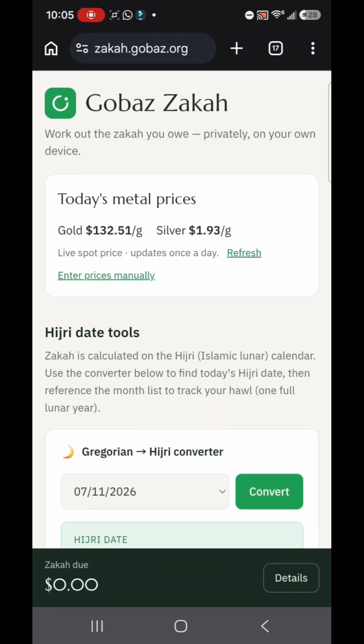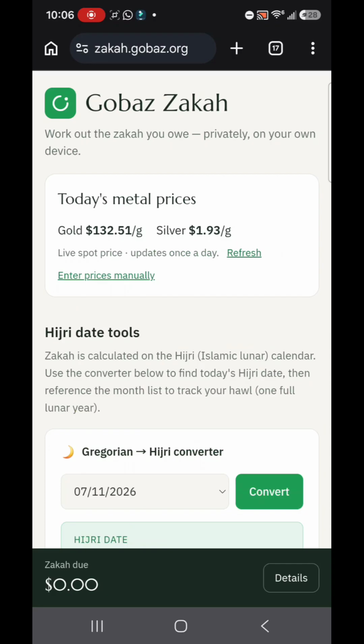So when you get to the website, at the beginning you'll see the value of gold and silver, the price of gold and silver per gram. You can click refresh to get the latest price, but this website is not the gold and silver site, so it doesn't fetch for any changes within like a few seconds. It just goes once or twice a day and then it locks the price.